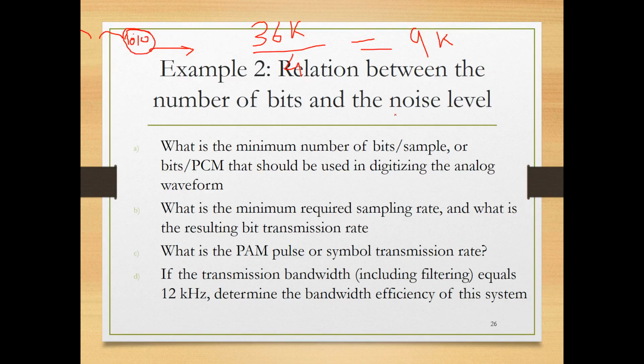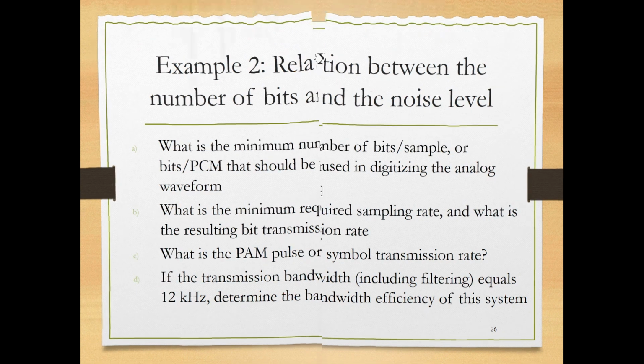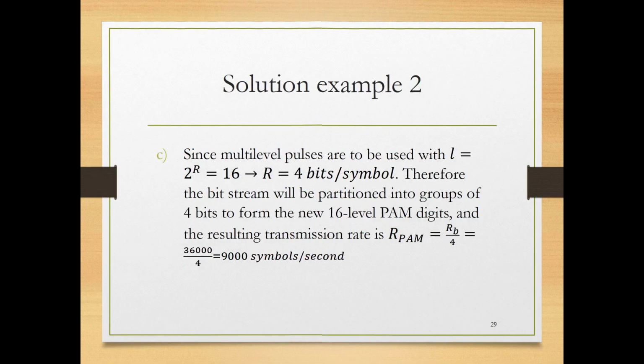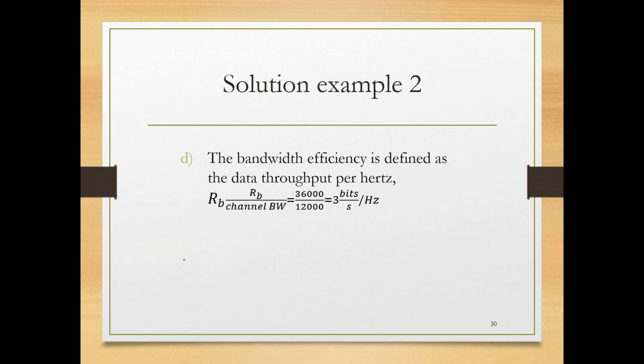Now, last question. If the transmission bandwidth equals 12 kilohertz, determine the bandwidth efficiency. The bandwidth efficiency is bit per hertz. If your bit rate is 36 and you have 12 kilohertz, each hertz, how many bits will it carry? 3. 12 multiplied by 3 equals 36. Is that clear? The bandwidth efficiency is defined as the data throughput per hertz, which is the bit rate divided by the channel bandwidth. The bit rate, we found it to be this value, divided by the bandwidth of the channel. Then this becomes 3 bits per second per hertz. Is that clear?